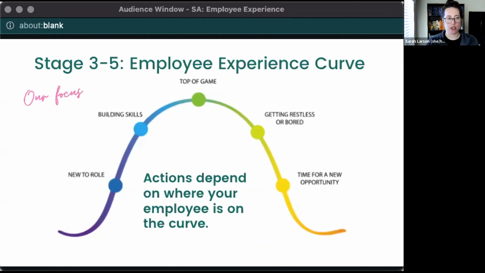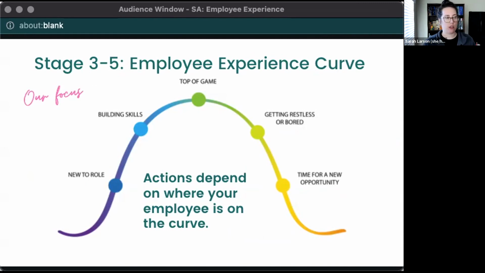Between stages 3 to 5, these are also the key points where employees either have a really, really good experience or perhaps a very negative experience. And we want to be able to empower them at each of these stages. So I'll go through these really quickly. New to role is to me a little bit self-explanatory. So think of new to role within their first 6 months, right?